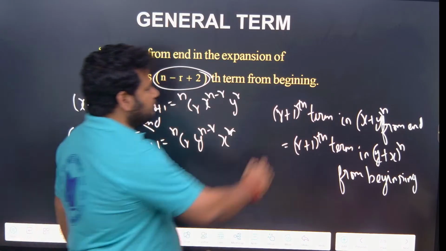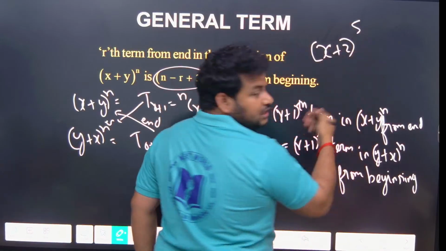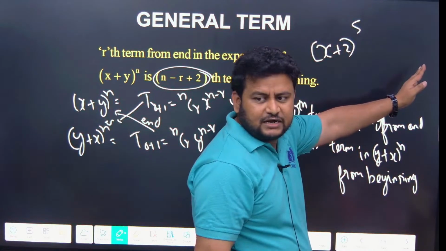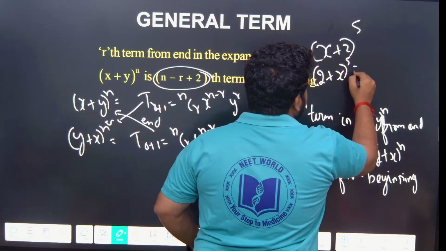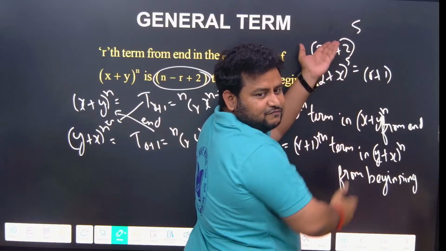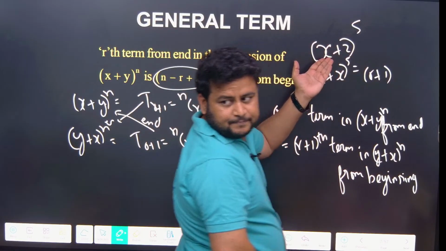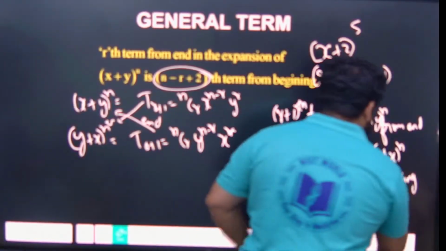Suppose they give x plus 2 to the power of 5. If they ask to find the (r plus 1)th term from the end, find 2 plus x to the power of 5. For this you find the (r plus 1)th term from the beginning. That will be the ending term for this one. Understood? Reverse. Clear? Focusing? Okay.